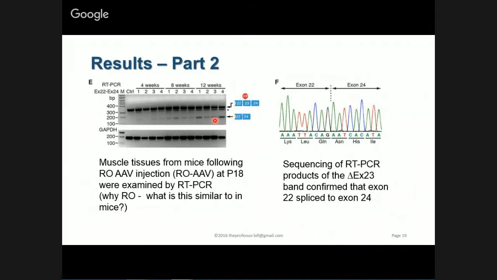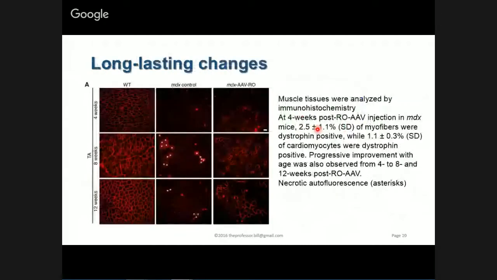they take some of these PCR products and do full sequencing, and it is indeed exactly how they thought. Exon 23, which has a premature stop codon, is now completely gone, and the ends between 22 and 24 have completely annealed with each other, and we have almost like a continuous gene expression as a result of this. It's been spliced back in at the appropriate site. So again, these are long-lasting changes. They don't disappear with time.